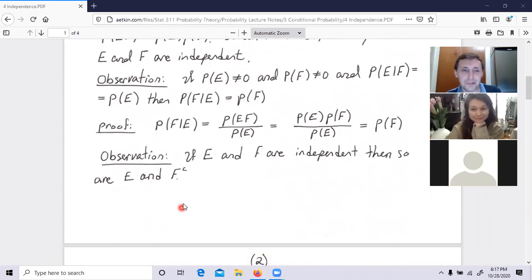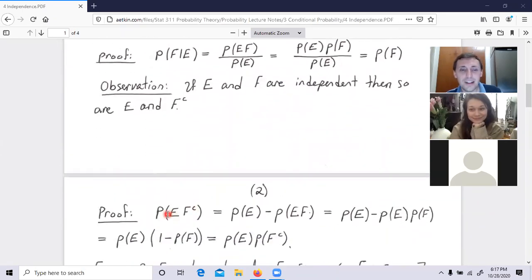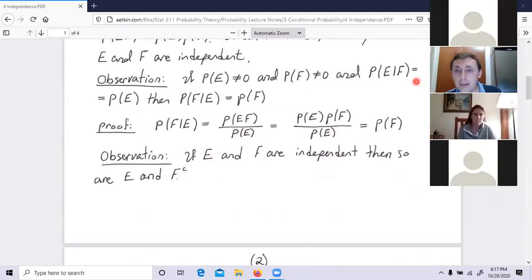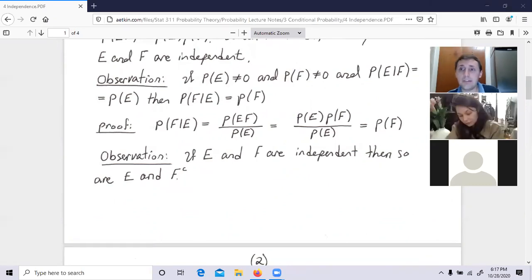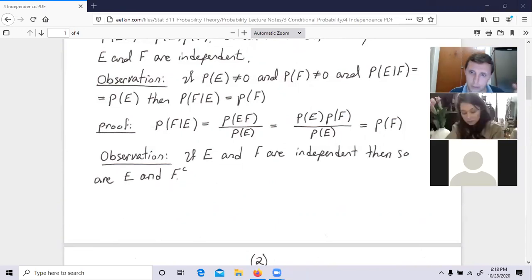Everything's gonna be fine. So why is that the situation? Look at it, you understand what I'm saying? If E is independent from F, then E is also independent of F complement. In other words, if F does not give information, then F complement also does not give information about the probability. Not about universes, but about probability.